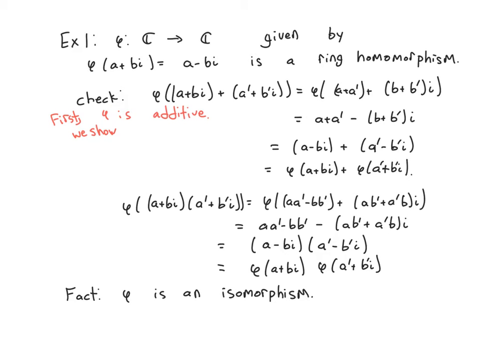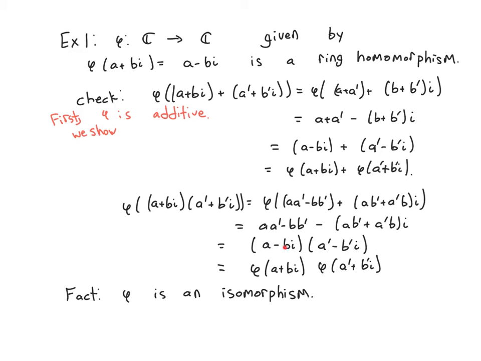More importantly, it is also multiplicative. If you multiply two complex numbers, you get aa prime minus bb prime is the real part, and ab prime plus a prime b is the imaginary part. The function conjugates, so it replaces plus with minus for the imaginary part. It turns out you can actually see that you can factor this as a minus bi times a prime minus b prime i.